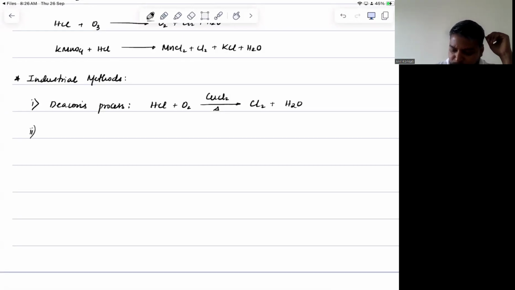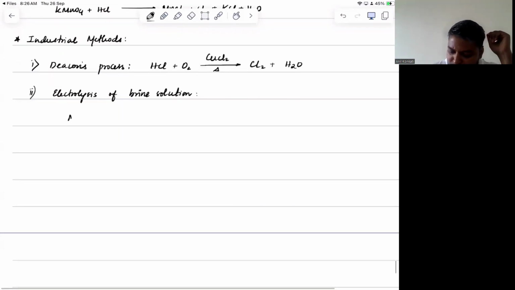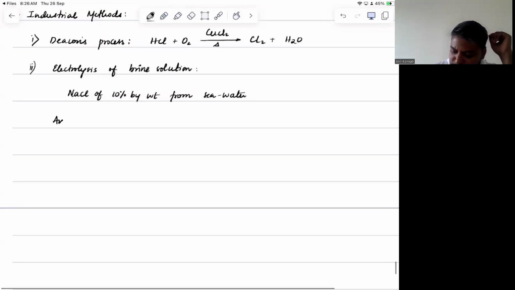Second, electrolysis of brine solution. In brine solution, we take NaCl of around 10% by weight, got it, from seawater, right? And then we electrolyze it. This is brine.